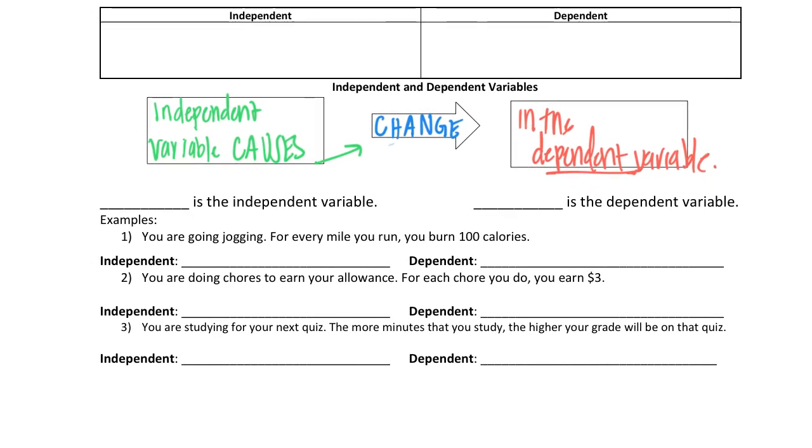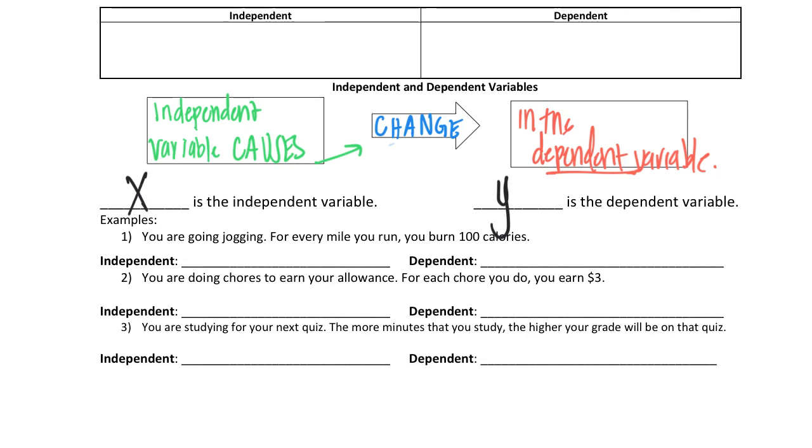In math, the x variable is usually the independent variable. The y is the dependent variable. In these next few examples, we're just going to practice finding out what is the independent variable, the one that's driving the change, and what is the dependent variable, kind of the resultant variable. Example number 1, you're going jogging. For every mile you run, you burn 100 calories.